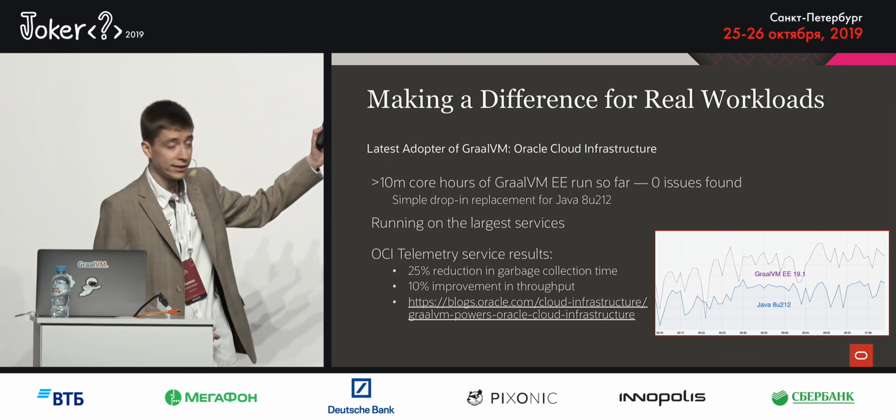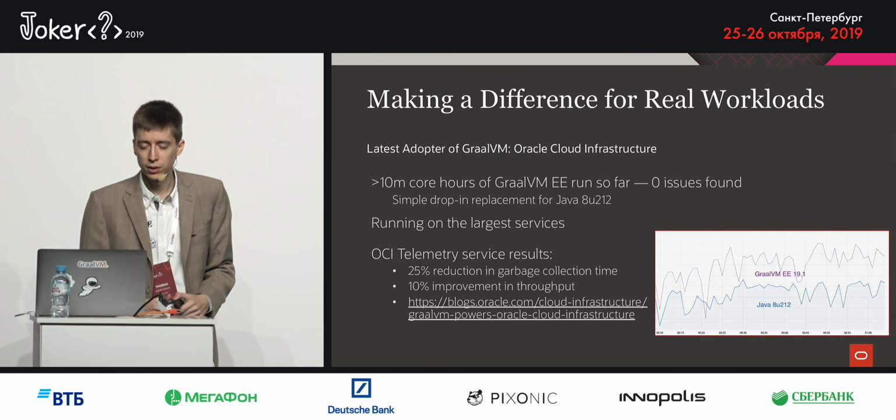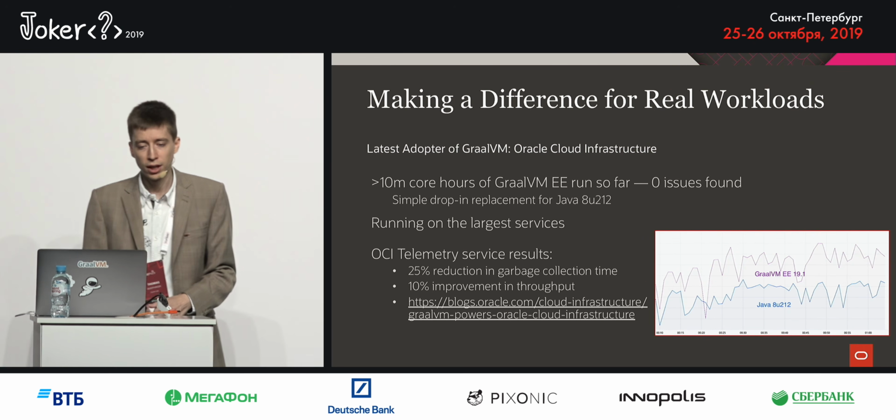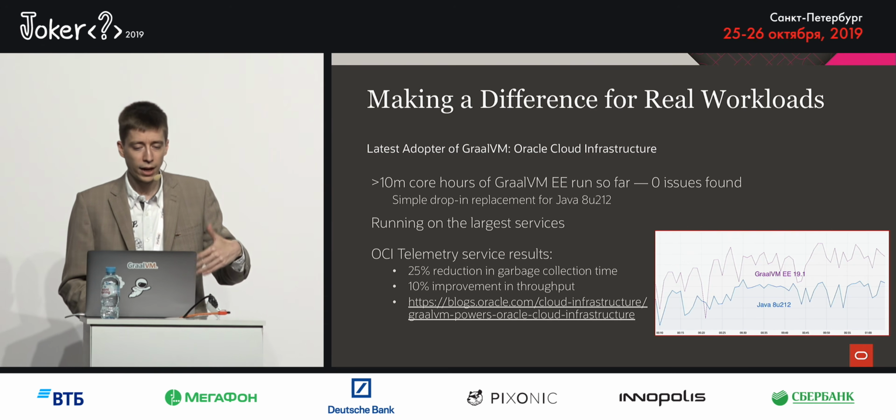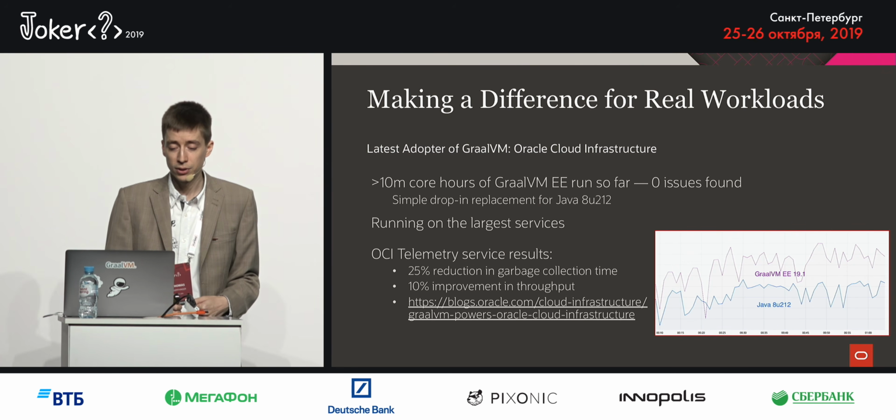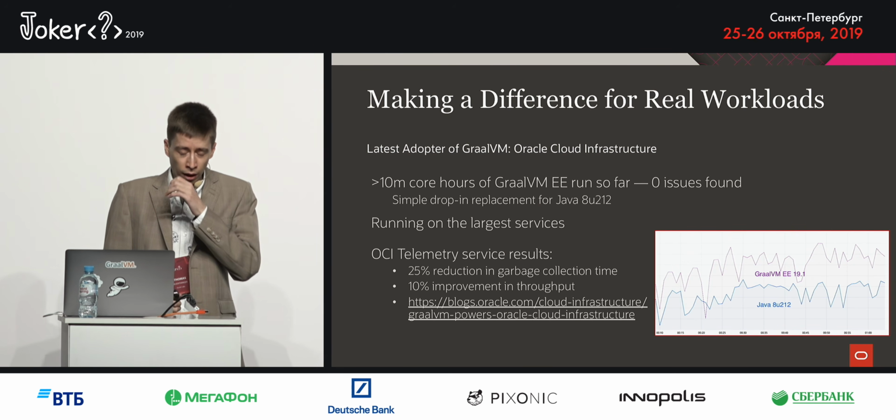Here we have the OCI telemetry service. It's one of the largest services, and they get a 25% reduction in garbage collection time because we are allocating less, and they're getting a 10% improvement in throughput.